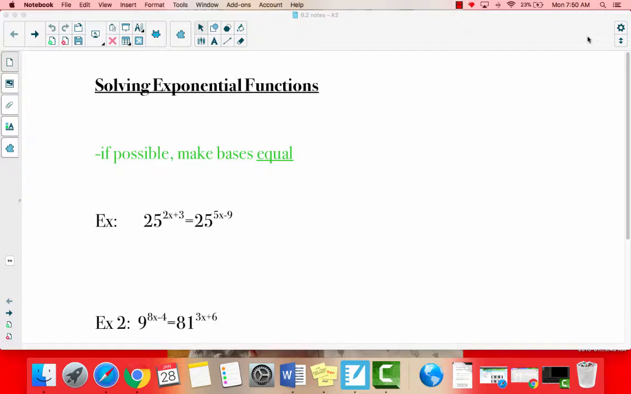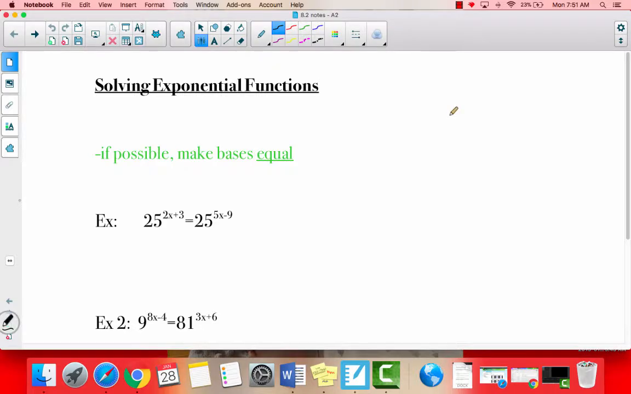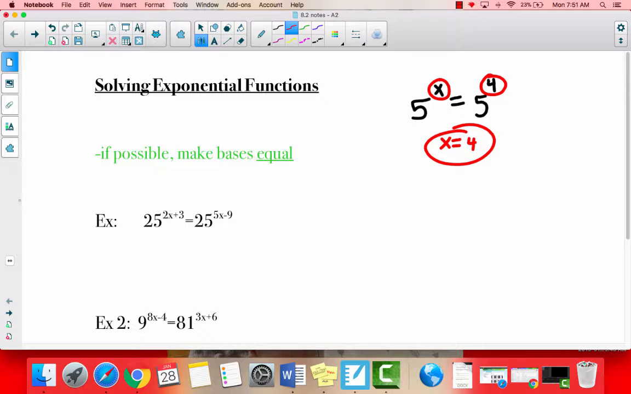So the one thing you want to make sure when you're solving exponential functions, at least for today's section, is that if possible you always want to make the bases equal. And the reason for that is because when you have two bases that are equal, for example, I could have 5 to the x equals 5 to the 4, then what that means is I could go ahead and make my exponents equal to each other. So it's almost like you ignore the bases if they match, and that would just mean x has to equal 4. So anytime you're solving, make your bases congruent and then just set the exponents equal to each other.